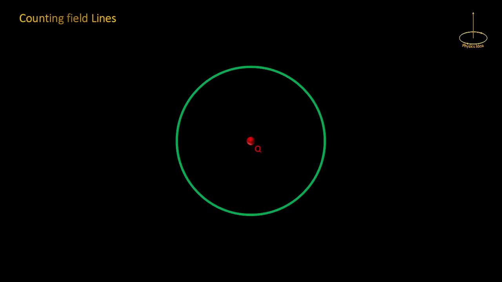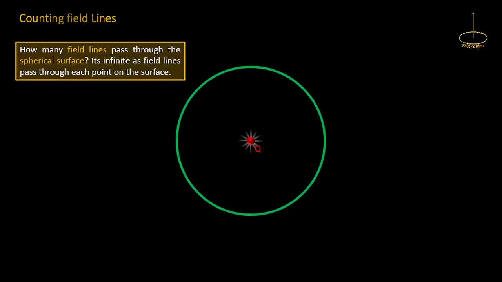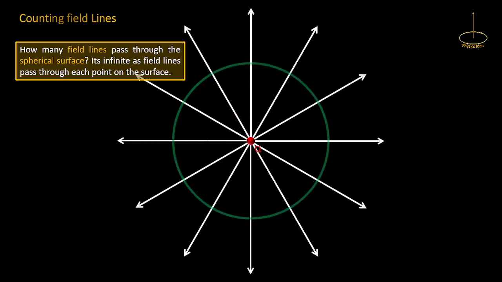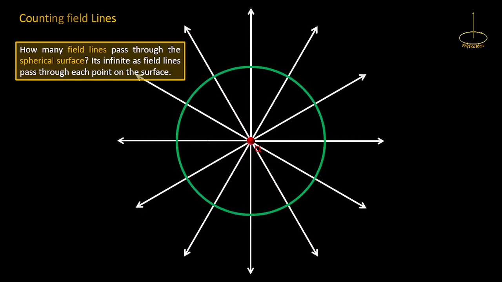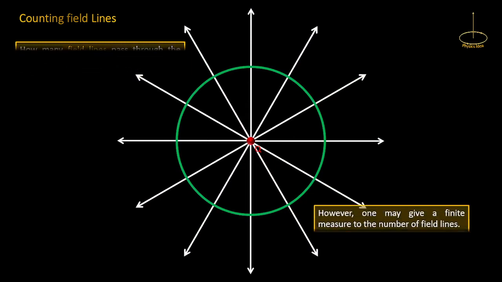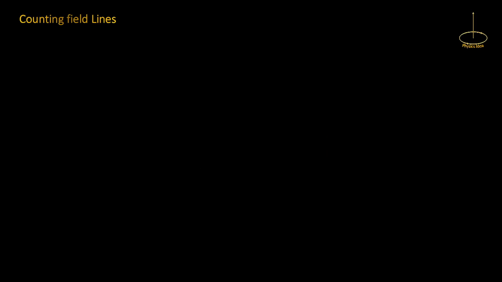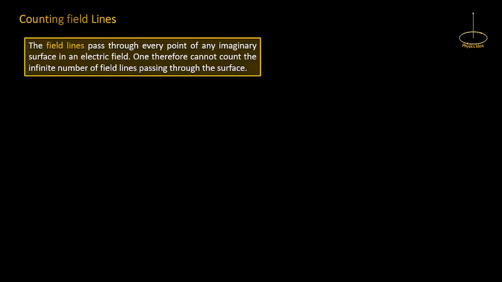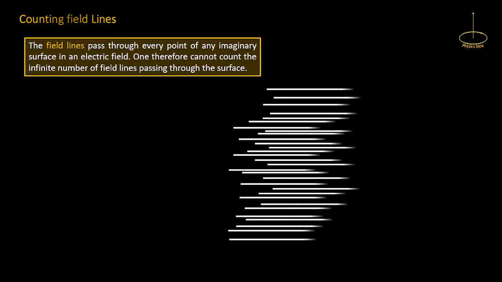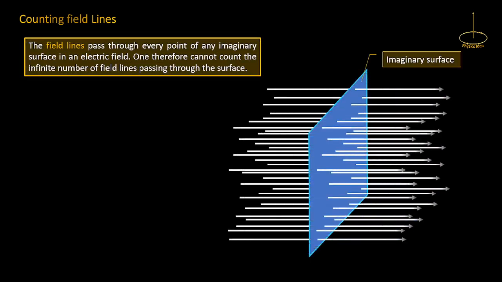Counting field lines. How many field lines pass through the spherical surface? It's infinite, as field lines pass through each point on the surface. However, one may give a finite measure to the number of field lines. The field lines pass through every point of any imaginary surface in an electric field. One therefore cannot count the infinite number of field lines passing through the surface.